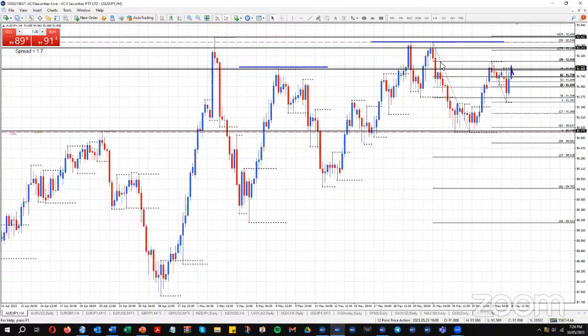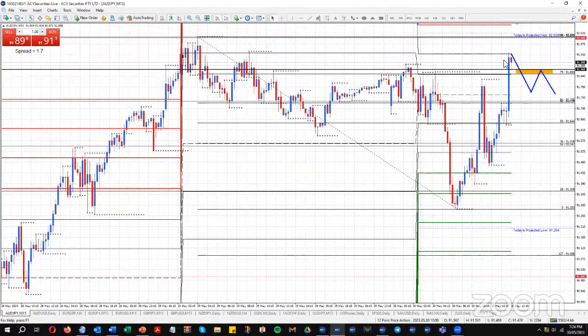79% level there, pretty much the 92 level too. So we could revisit that level. We're just in the area where the market could put in the high of the day. So start to watch that for your setup to sell in that area for sure.